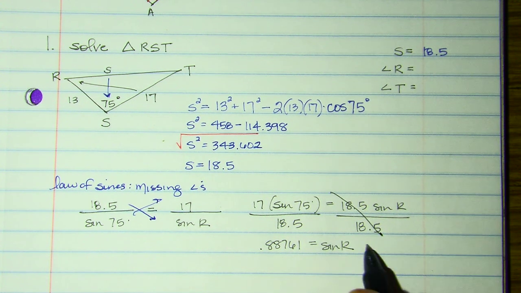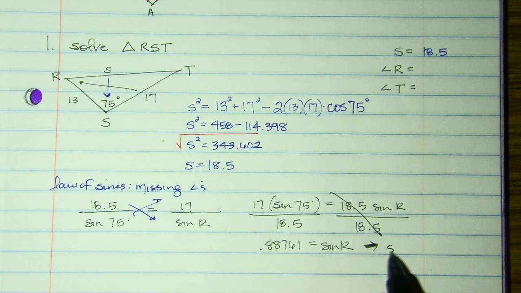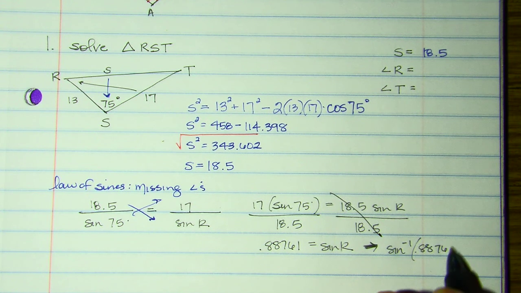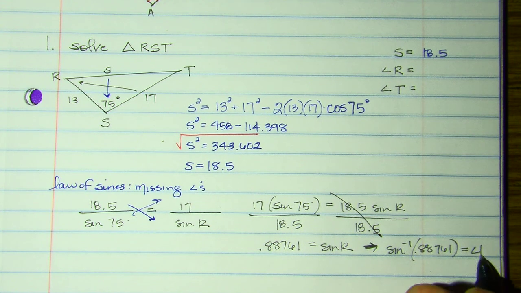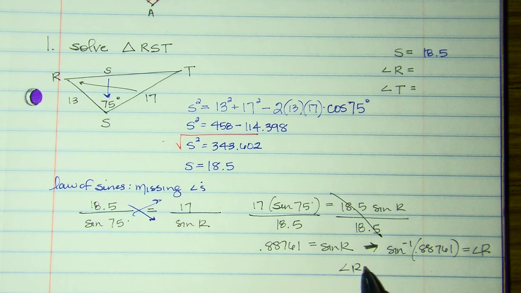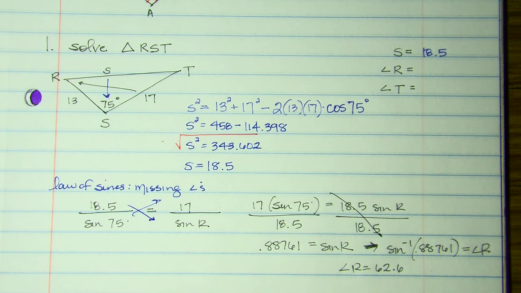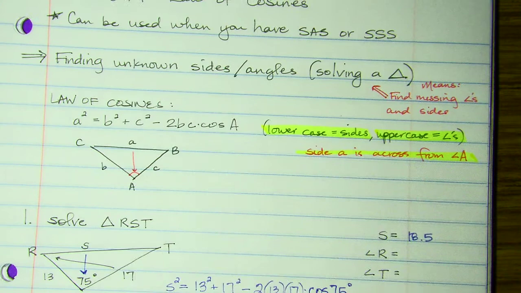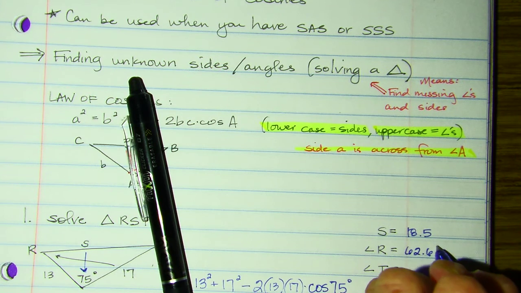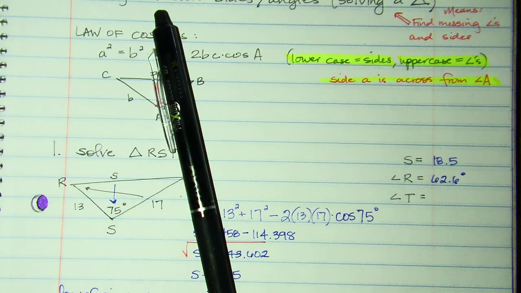So we have to enter sine inverse of that decimal, 0.88761, and that will give me angle R. So the sine inverse of 0.88761, and angle R equals 62.6. So I'm going to record that. 62.6 degrees. Make sure you differentiate.